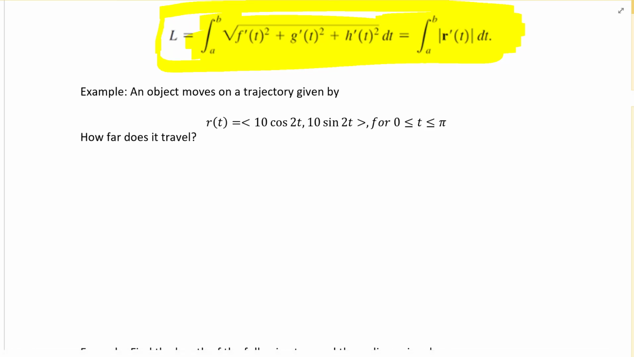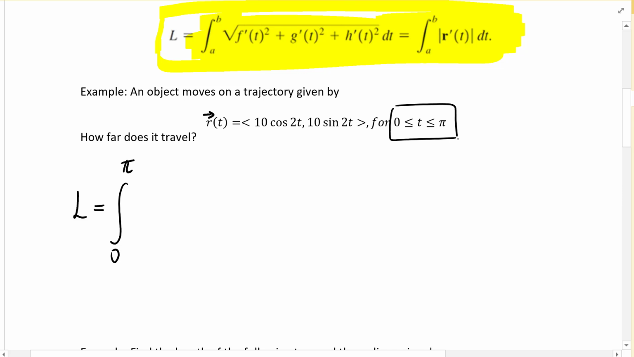An object moves on a trajectory given by r of t, right? It's a vector function, equals 10 cosine of 2t, 10 sine of 2t, for t between 0 and pi. So L, how far does it travel? It's the integral from 0 to pi, right? Because t was between 0 and pi. And then this function is f of t, and this function is g of t. So let's calculate their primes first.